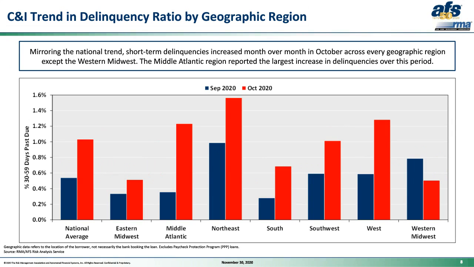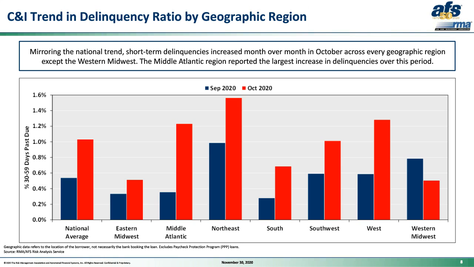With this slide, we're looking at the short-term delinquency levels at the regional level. Now, there's a map at the end of the document that shows you how we've created each region, and a couple of thoughts here. First, with the exception of the Western Midwest on the far right side, we're seeing elevated levels in every region.